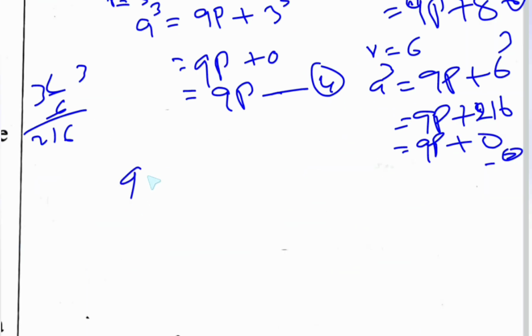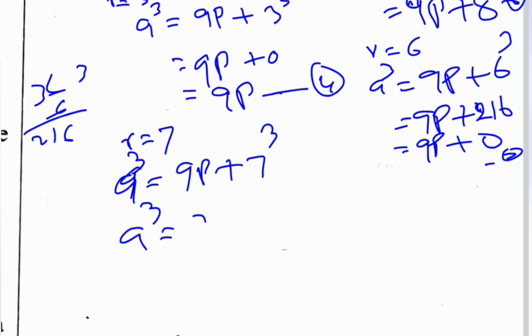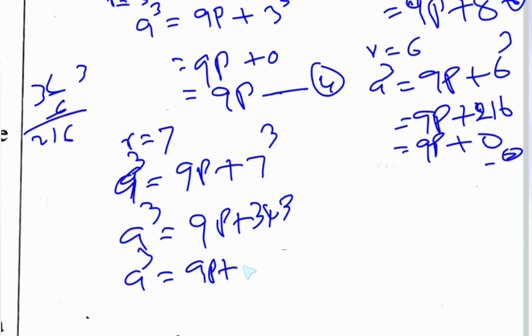If r equal to 7, a cube is equal to 9p plus 7 cube. 7 cube is 343, so a cube is equal to 9p plus 343, and 342 is a multiple of 9, and that is 0, and the remainder is 1. So this is number 8.